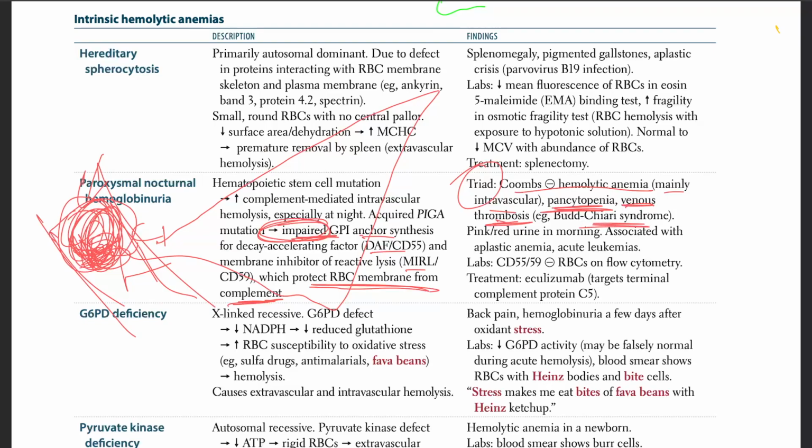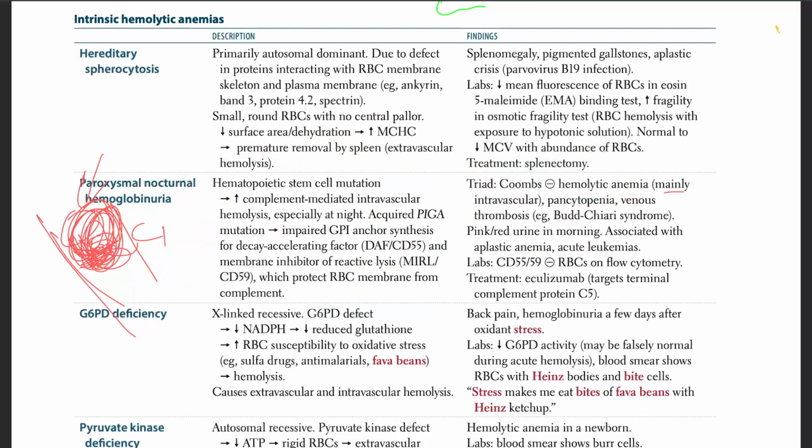Example, Budd-Chiari syndrome. Leads to pink red urine in the morning. Why in the morning? Because it's occurring at night. So in the morning, you're like, whoa, that is some good color urine. I better see a doctor. Associated with aplastic anemia and acute leukemias. In the labs, you will find CD55 and CD59 not present on the RBCs, on the flow cytometry.